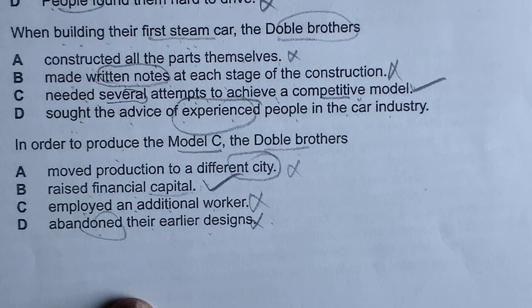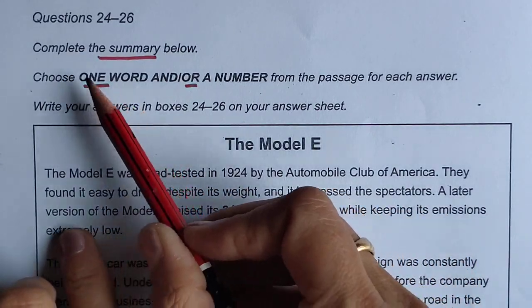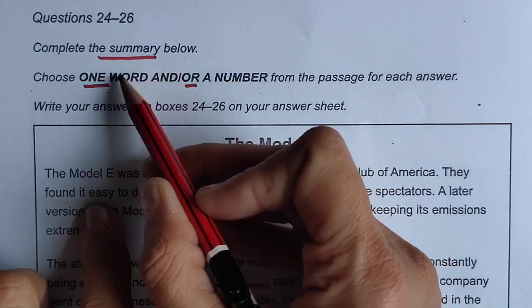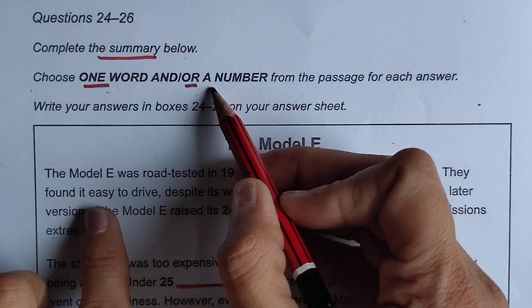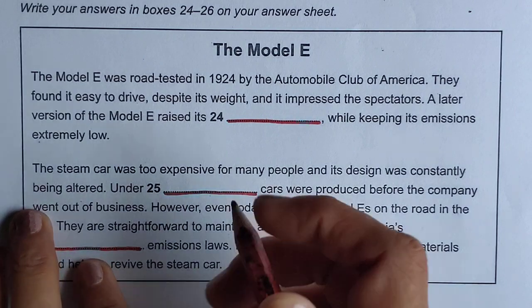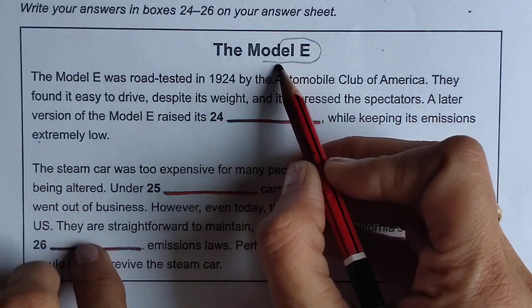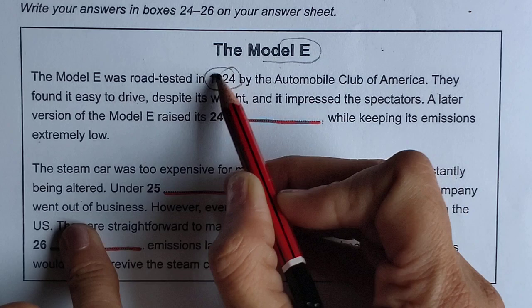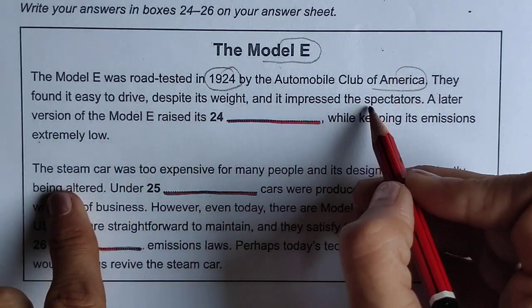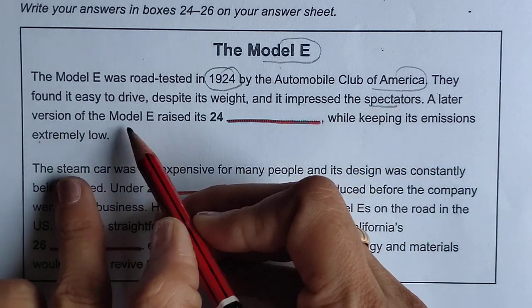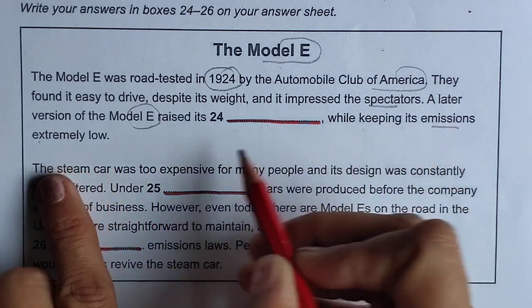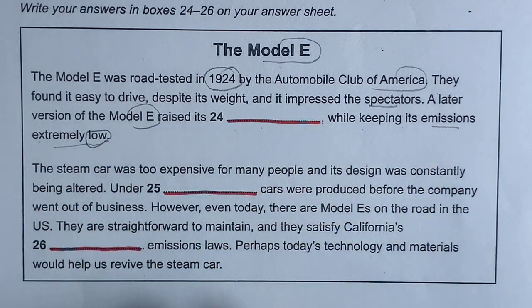Now coming to the last question. The next question is: complete the summary below. Choose one word and or a number. It means one word can be the answer and a number can also be the answer, or only a single number can also come. Okay, let's read the option. Model E. We know where the location of Model E is. 1924 is the keyword and Club of America. After that, it impressed the spectators. A later version of the Model E raised its dash while keeping its emissions extremely low. So we will find this.